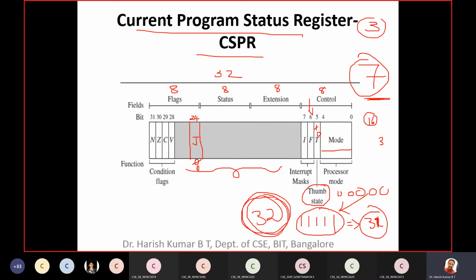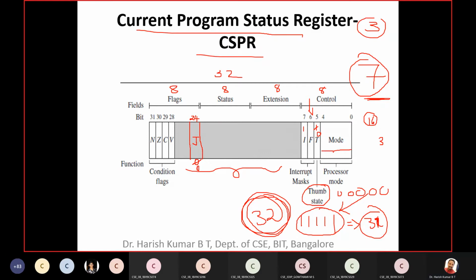And now what are F and I here? There is something called fast interrupt and slow interrupt in interrupts. This F is the fast interrupt and this I is the normal interrupt, or you can also call it a slow interrupt. Say I want to make my processor ignore or mask the slow interrupt. Make it as 1.